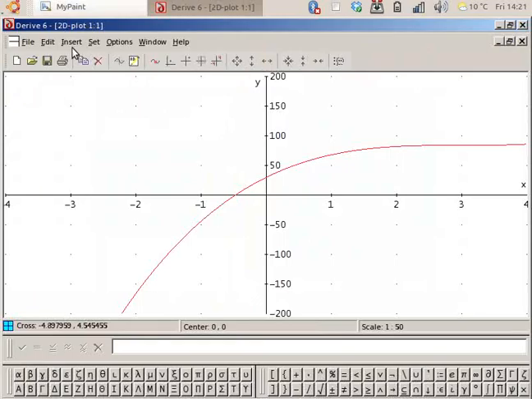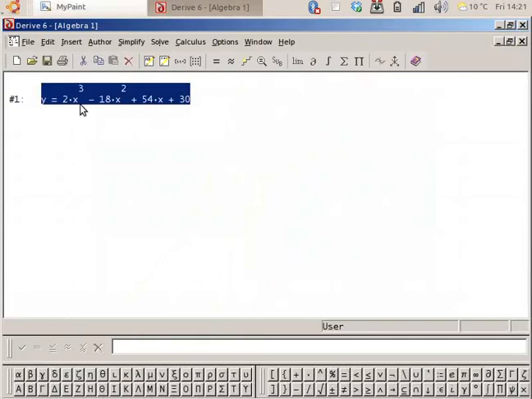What the heck? I must have typed something wrong in here. 2x cubed, yeah. Minus 18. Minus 18 here, please. Plus 54. Alright, let's try this again.